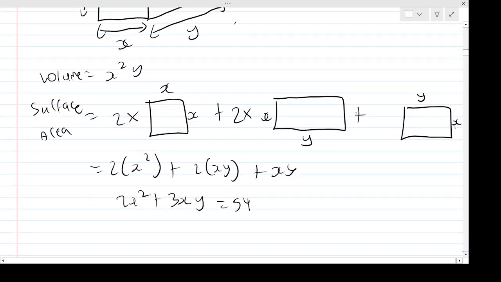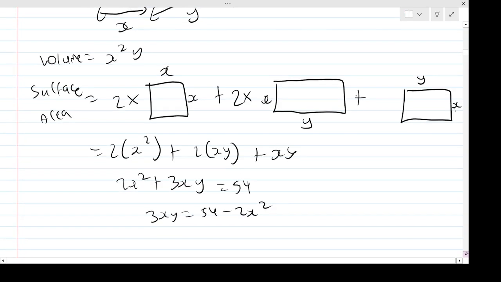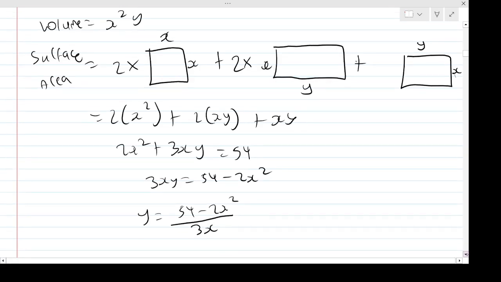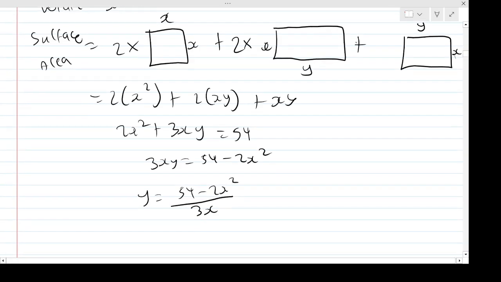So I can then say, if I want y on its own, then 3xy is going to be 54, take away 2x squared. Then y is going to be 54, take away 2x squared over 3x. And there we are. And so then I can split up the fraction to simplify. So then I can say that y is going to be 54, well, 54 over 3 is 18, so it's going to be 18 over x.